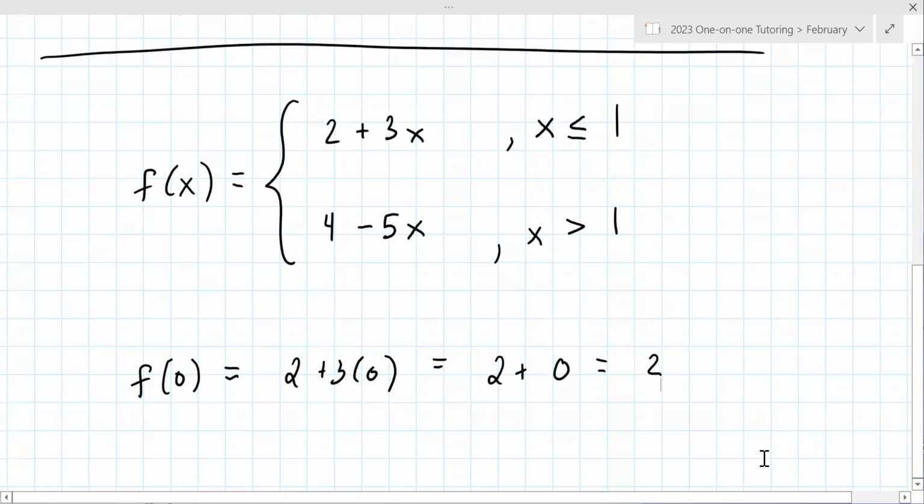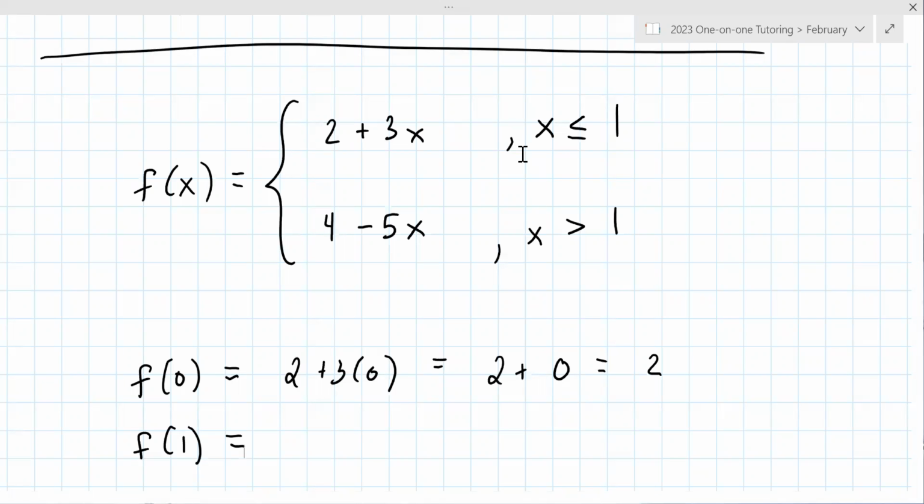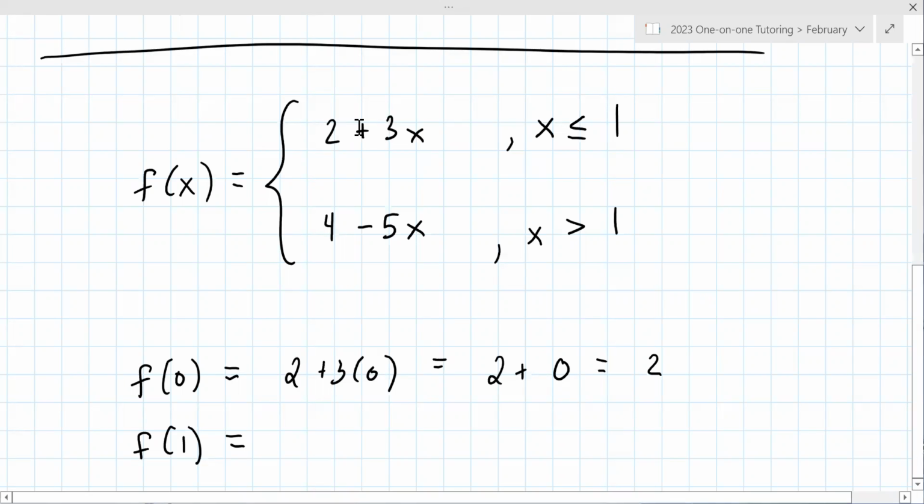Now, what if I asked you for f of 1? Again, same question. You're putting 1 in for x. Is 1 less than or equal to 1? Is that true or is that false? True. It is true. So which function do we use, the top part or the bottom part? The top part. So this is 2 plus 3 times 1.